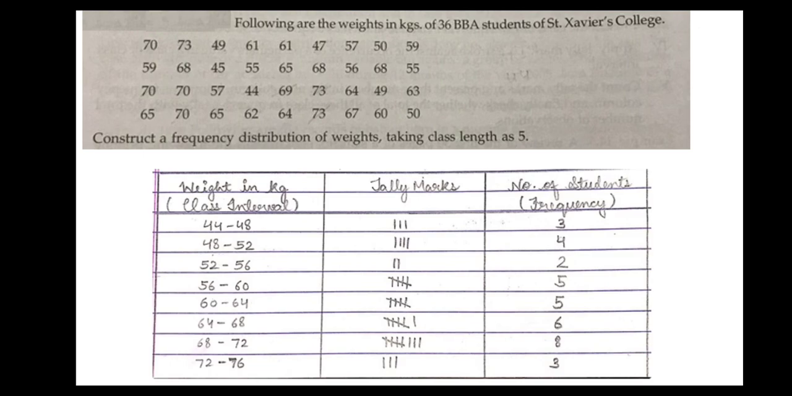Here, the upper limit will not be considered. Then you take the values, put the tally marks. Each number you take, place it where it is. Second value where it is, third value where it is, like that you place it, then count it, and you will get a frequency distribution table.